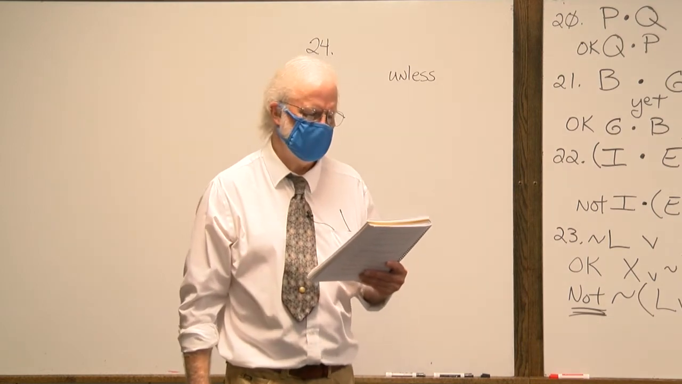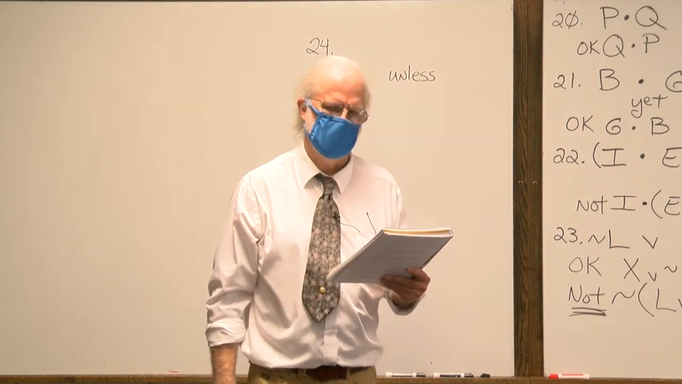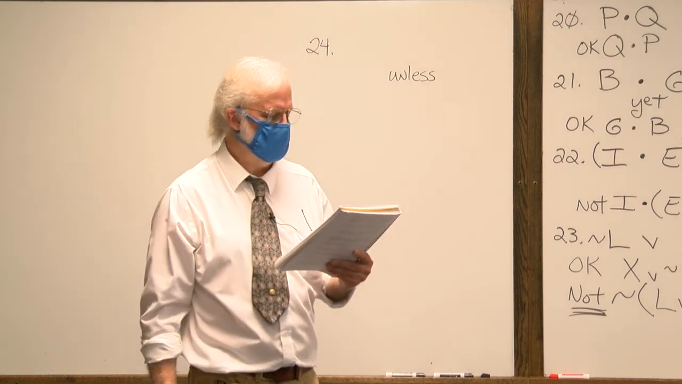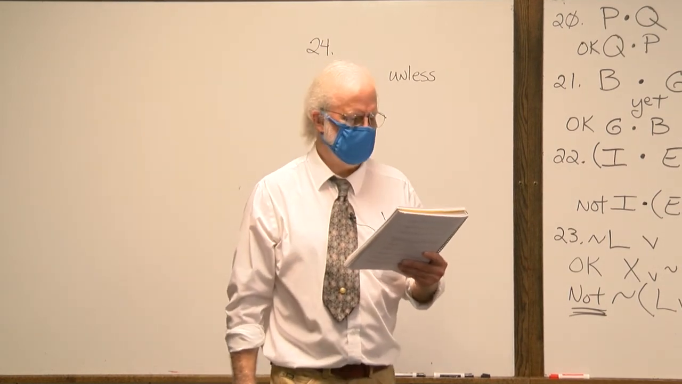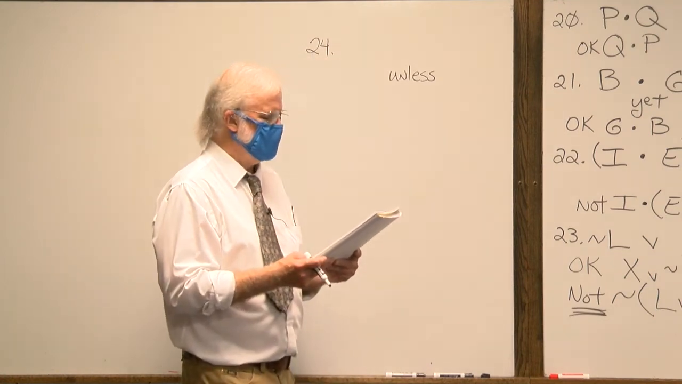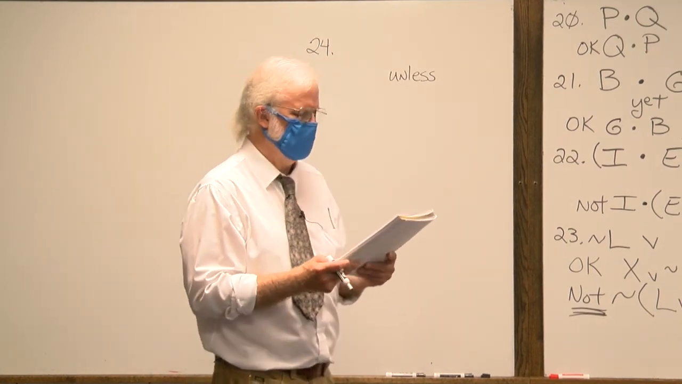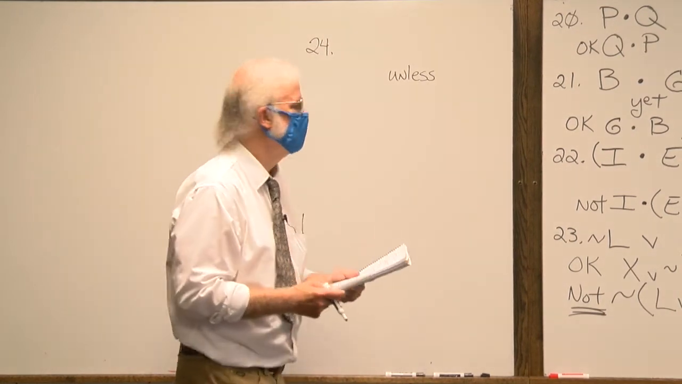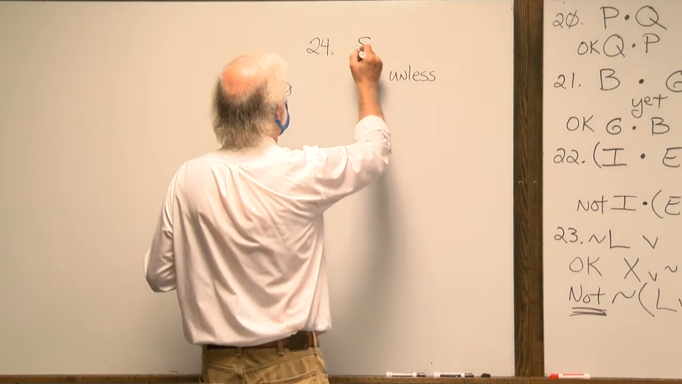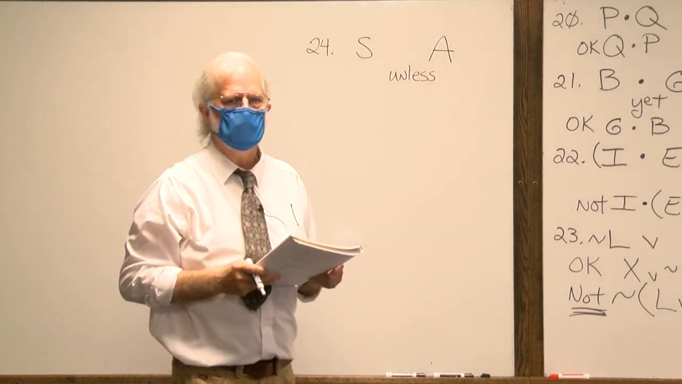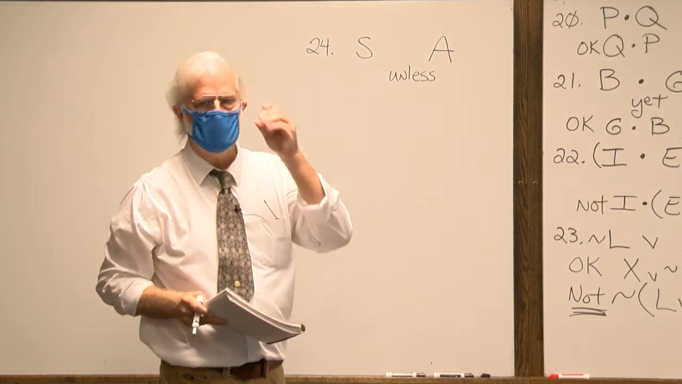S is going to mean we lead shallow lives. And A is going to represent the simple statement we seek authenticity. The compound expression is we lead shallow lives unless we seek authenticity. So we've got S and A. But what does the word unless mean?